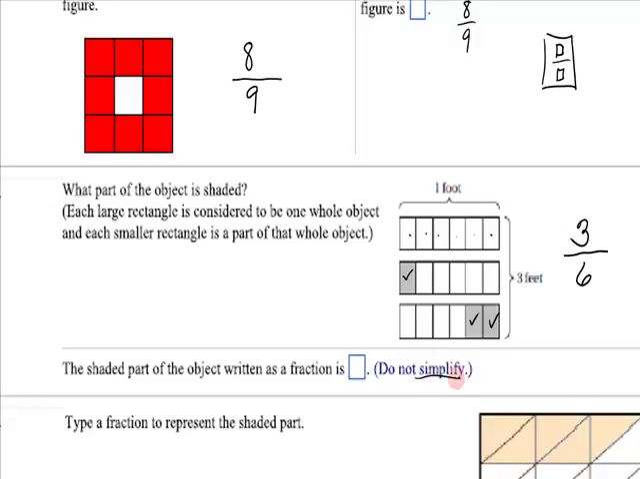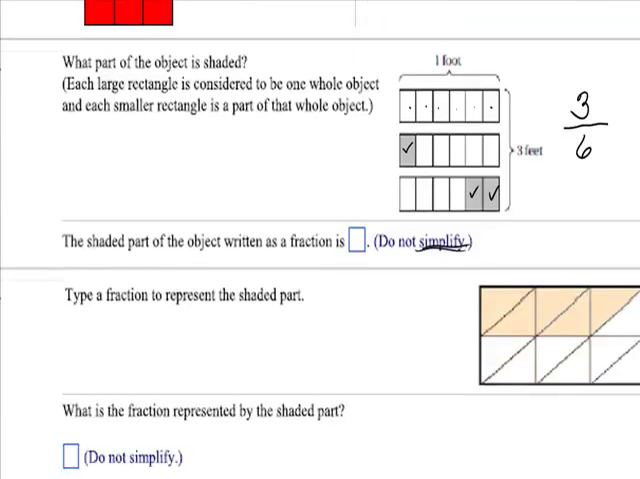Do not simplify. In other words, don't reduce yet. I know that many of you already know how to reduce, but we're not doing that just yet. All right, last one. Type a fraction to represent the shaded part. Well, how many parts is this whole rectangle divided into? It's cut into 1, 2, 3, 4, 5, 6, 7, 8, 9, 10, 11, 12 parts. How many are shaded? 1, 2, 3, 4, 5. This is represented by the fraction 5/12.